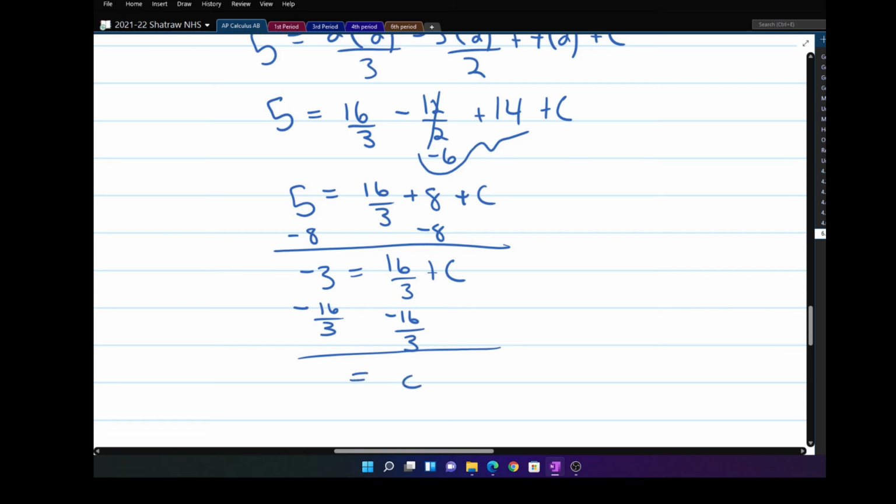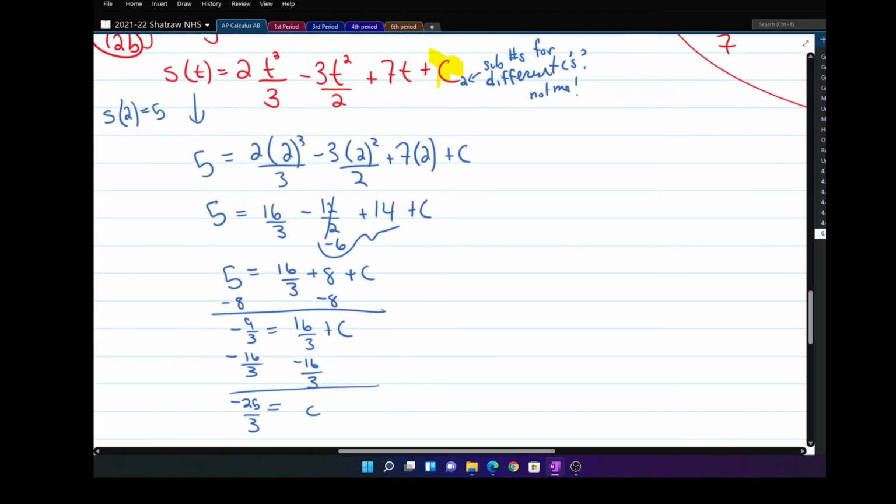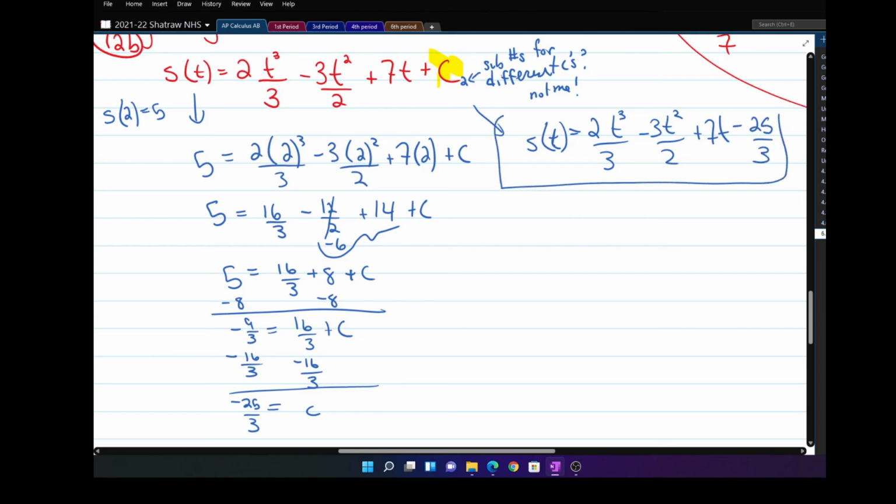And so c will end up being -3 minus 16/3. This is really the same thing as -9/3, so that's really -25/3. And that's what c is. So I can come back up here to the beginning and say that S of t, the specific S of t that I took the derivative of, was going to have been 2t cubed over 3 minus 3t squared over 2 plus 7t minus 25 over 3. Ta-da! There it is. That's the one that he was asking for.